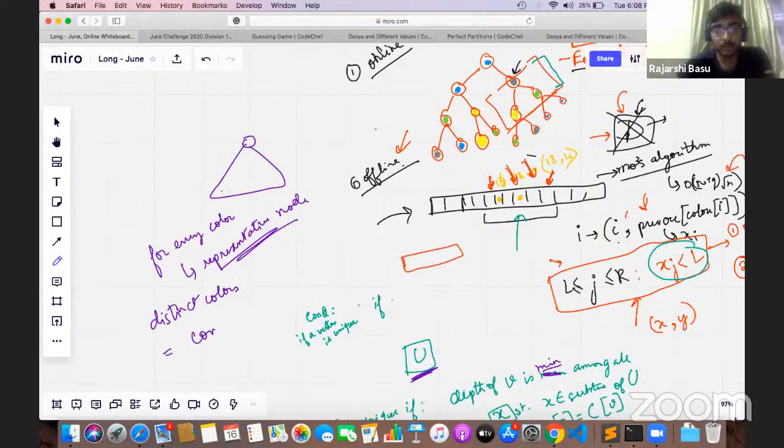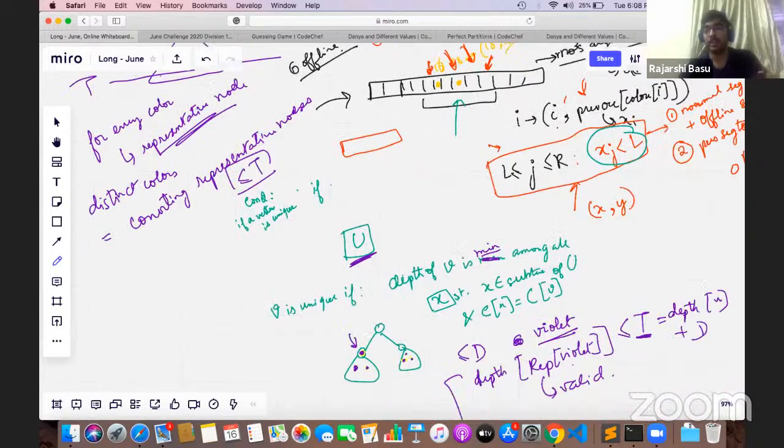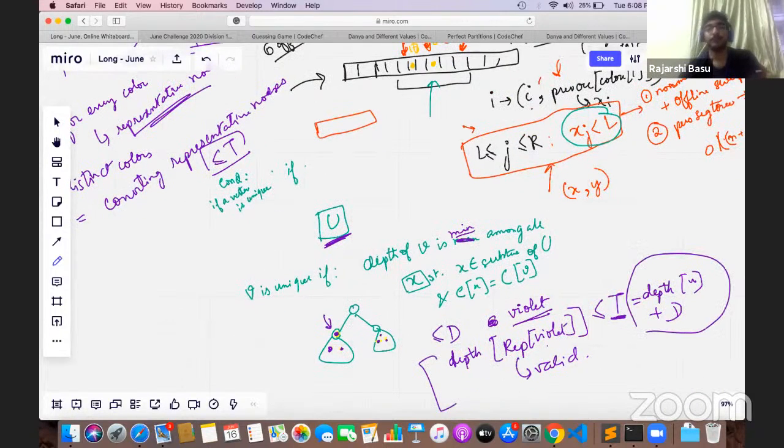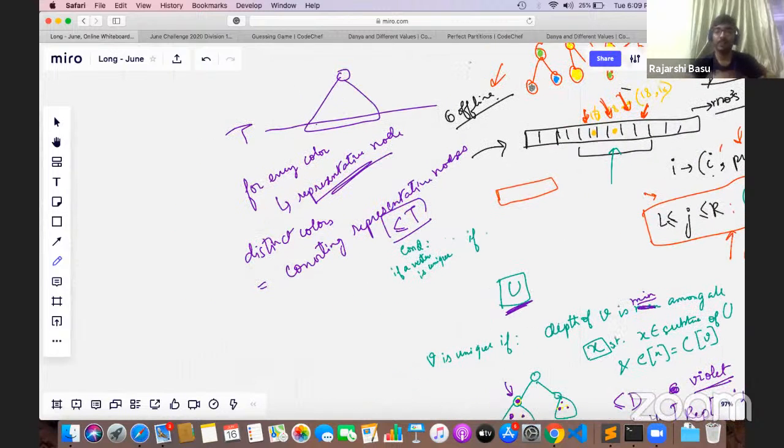equal to counting representative nodes within the depth t, right? This much is clear. Counting the number of distinct colors is effectively equal to counting the number of representative nodes that are within some depth t, which is again defined by depth of U plus D. Right. Now, how can we solve this particular problem?